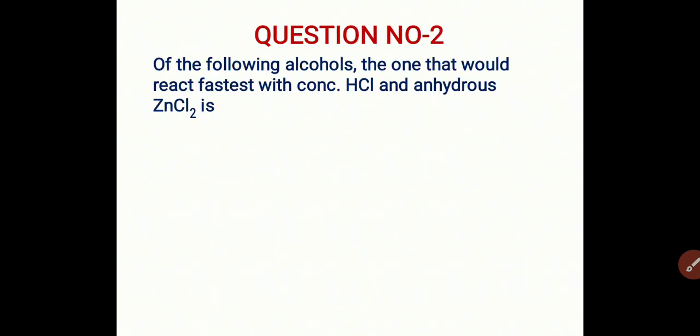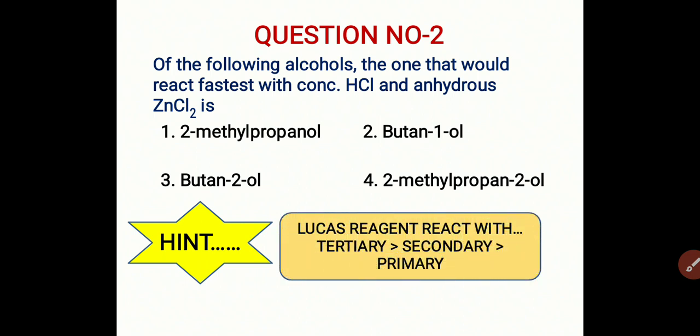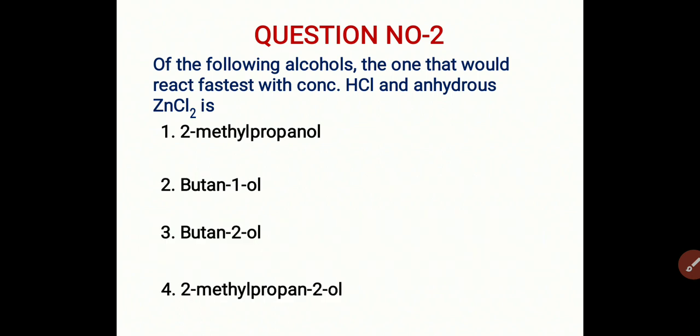Of the following alcohols, the one that would react fastest with concentrated HCl and anhydrous ZnCl2. If you remember, concentrated HCl and anhydrous ZnCl2 is the Lucas reagent. The Lucas reagent reacts faster with tertiary, then secondary, then primary, right? The options are given like this. So very important, the hint for this particular question is: it reacts with tertiary more easily, which means faster, then secondary, then primary. Then we have to check which of the following is tertiary.